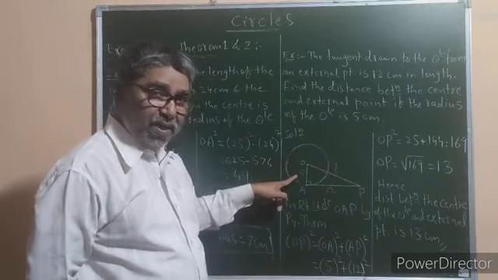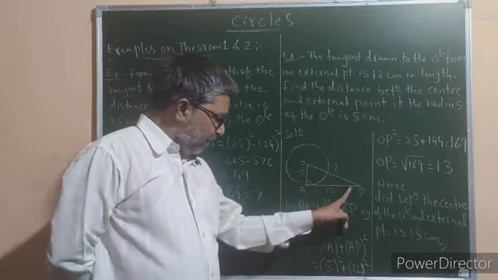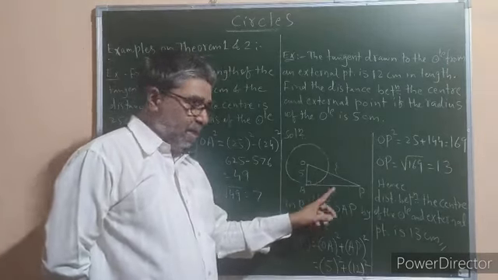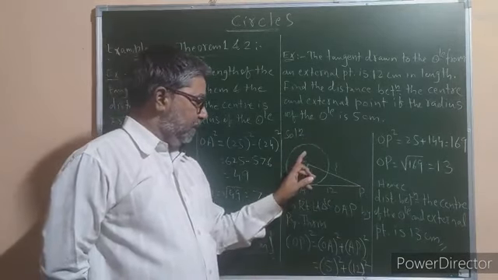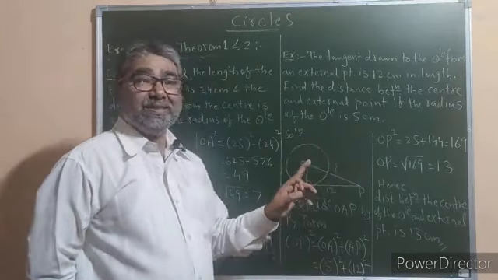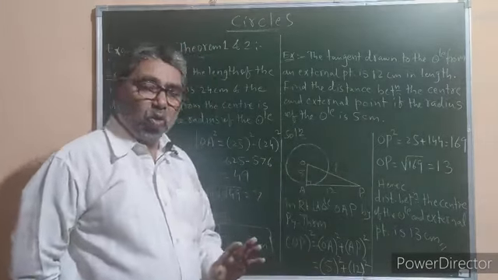Radius of the circle given is 5 centimeter. The length of the tangent is 12 centimeter, and in this example we are asked to find the distance between the external point and the center. So OP is equal to question mark.